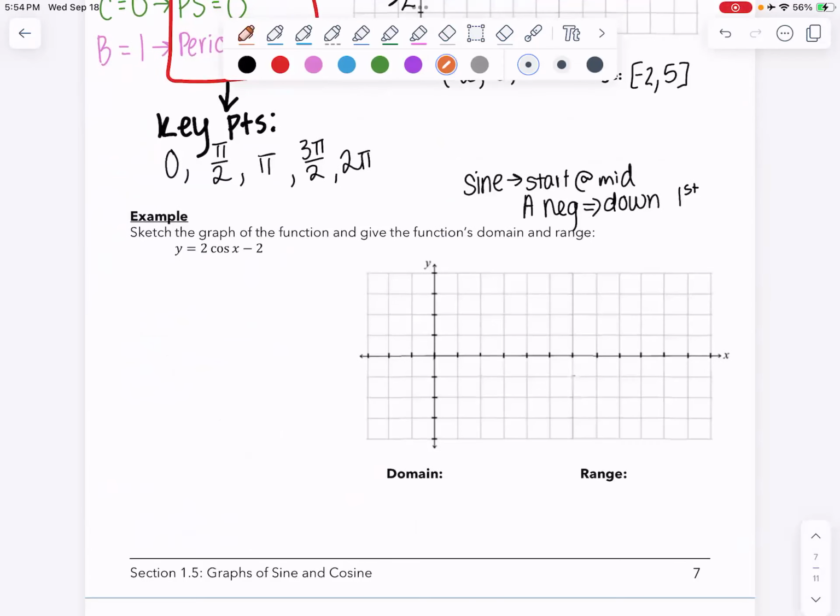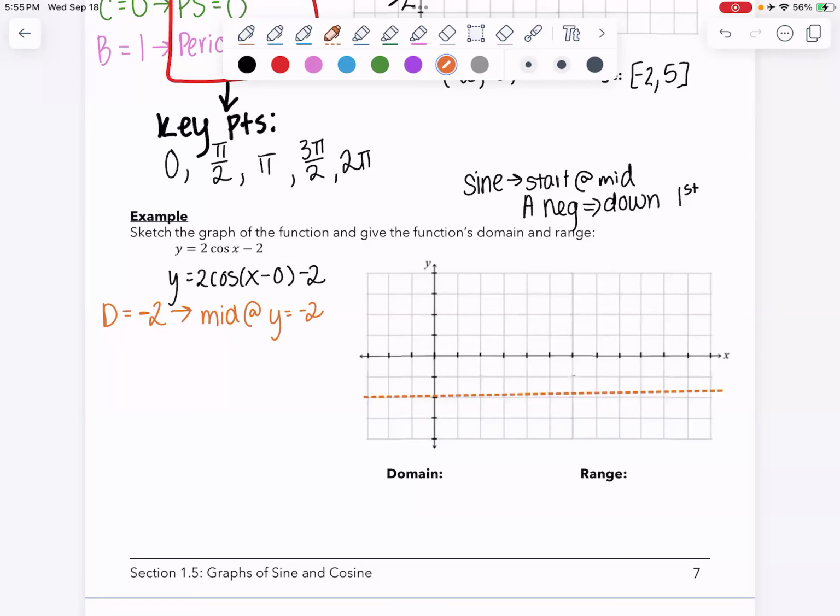So rewriting this, y equals 2 cosine of x minus 0 minus 2. We'll start with the vertical shift. It says -2 at the end, so d is -2. So that means that the midline is at y equals -2. I'll come here, boom, -2.